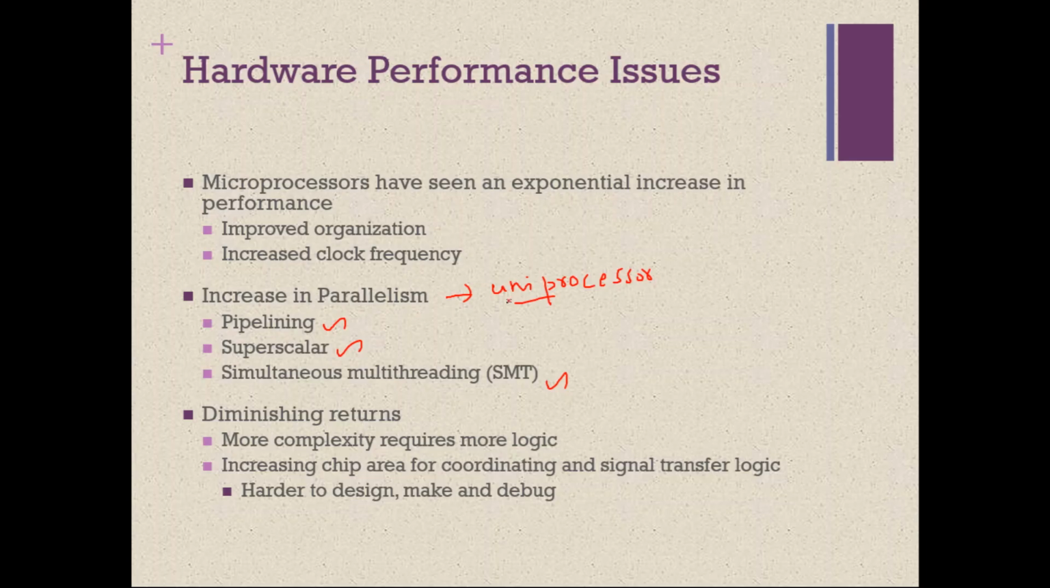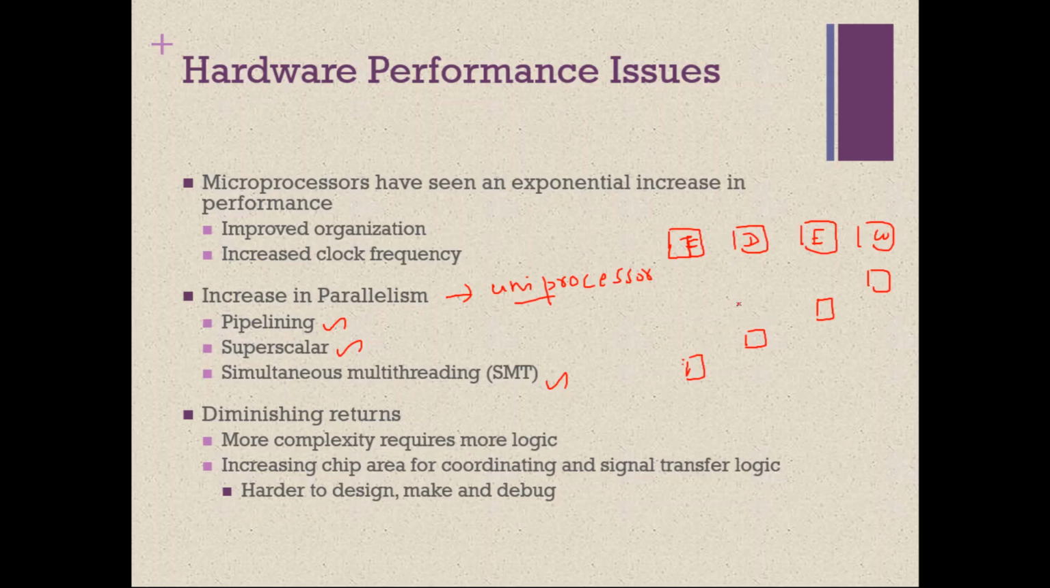Pipelining means there will be multiple stages. There may be an instruction fetch stage, an instruction decode stage, an execute stage, and a write stage. If one instruction is in the write stage, then another instruction can be in the execute stage, another instruction can be in the decode stage, and another instruction can be in the fetch stage.